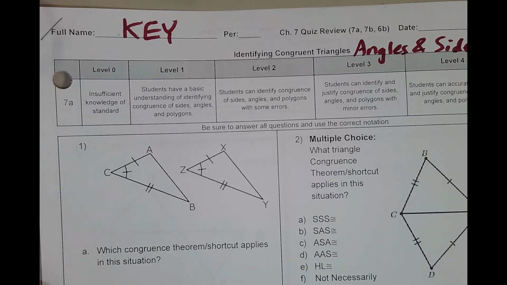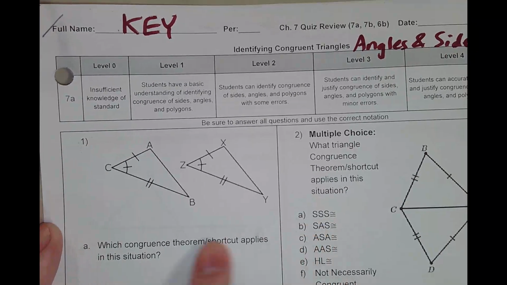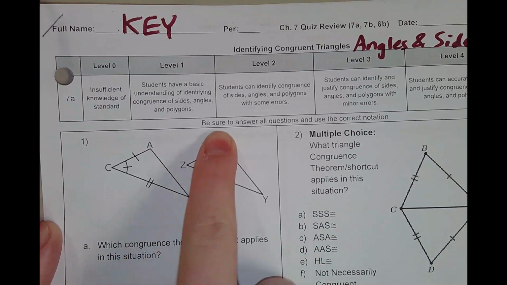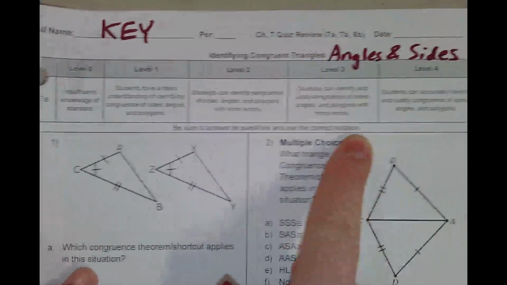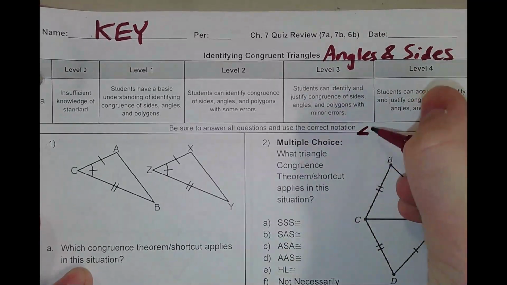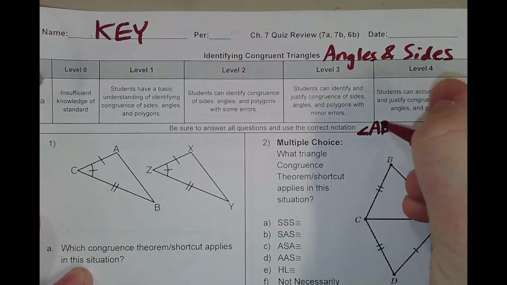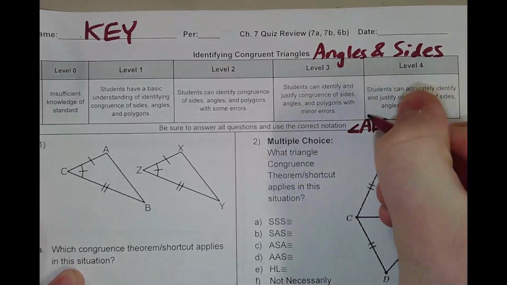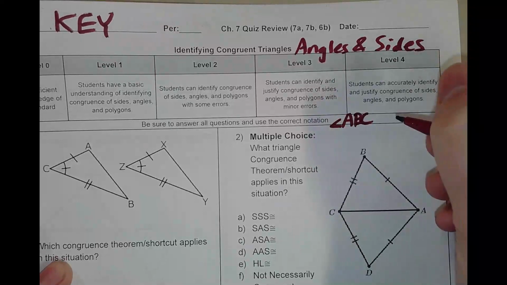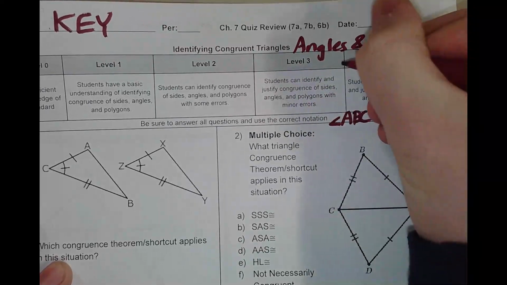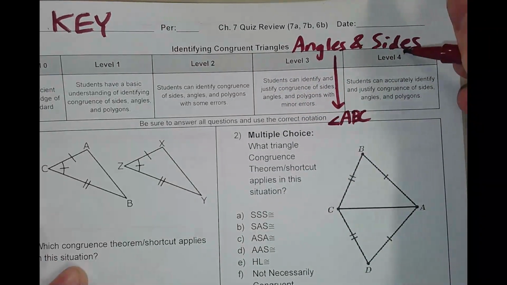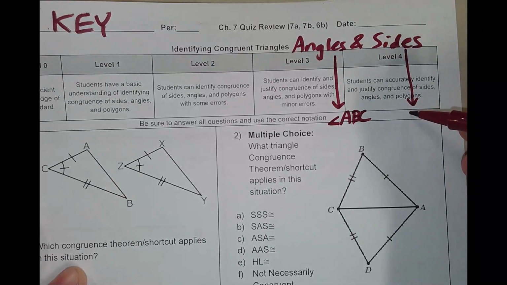Okay, so for number 1, first of all, it says to use correct notation. So we have to remember for angles, usually we use 3 letters, and there's no bar on top of that, it's just an angle. For sides, we have to use 2 letters and put a bar on top of it.